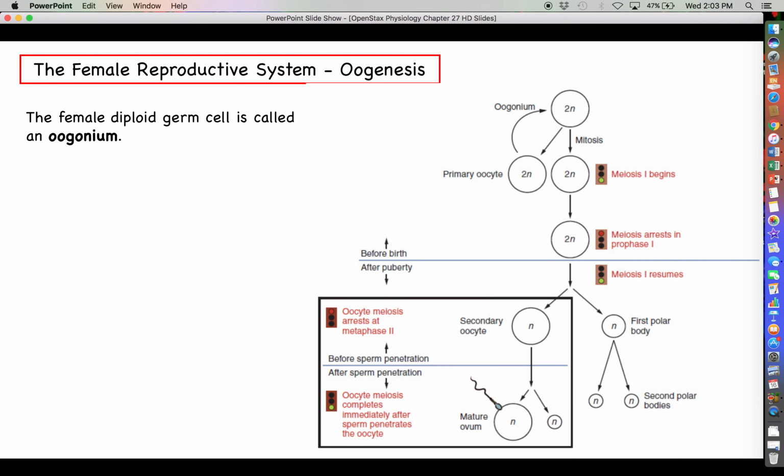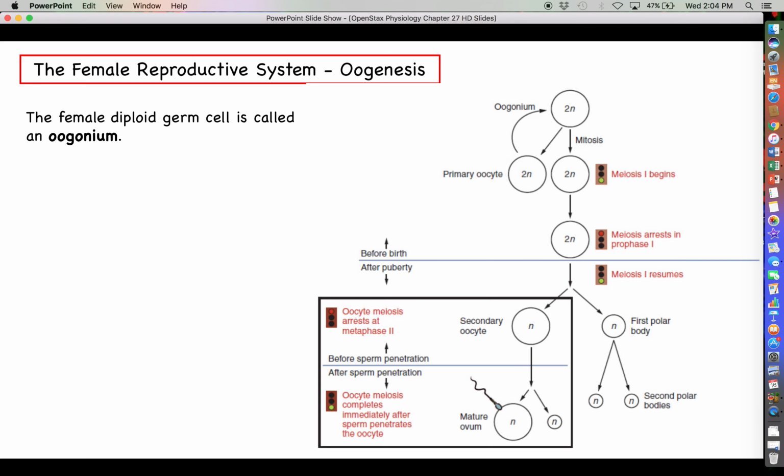The equivalent of the spermatogenesis process in males is the oogenesis process in females. There are some similarities here, but things are definitely going to be different. In males, the diploid germ cell was called the spermatogonium. Here it's called the oogonium. So everything's pretty similar so far. We still have a diploid germ cell, meaning it has 2 copies of every chromosome. Like in males, that oogonium is going to undergo a single round of mitosis to produce 2 primary oocytes that are also diploid.